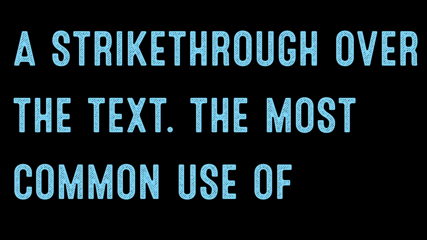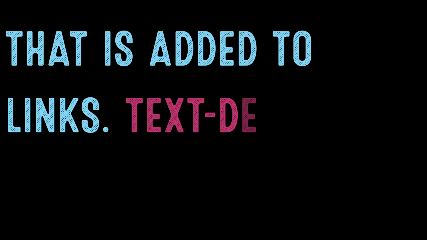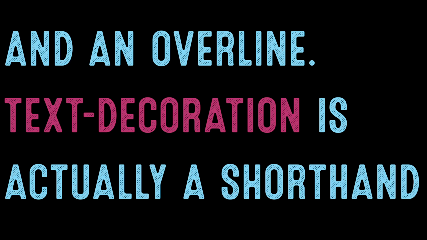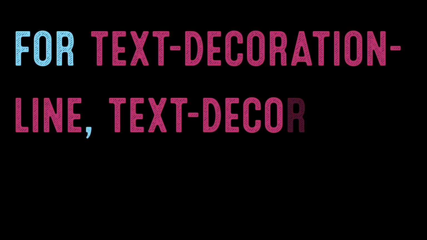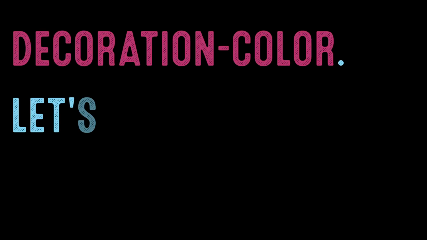The most common use of text decoration is to remove the default underline that is added to links. Text decoration can accept multiple values. So for example, you can add both an underline and an overline. Text decoration is actually a shorthand for text decoration line, text decoration style, and text decoration color.